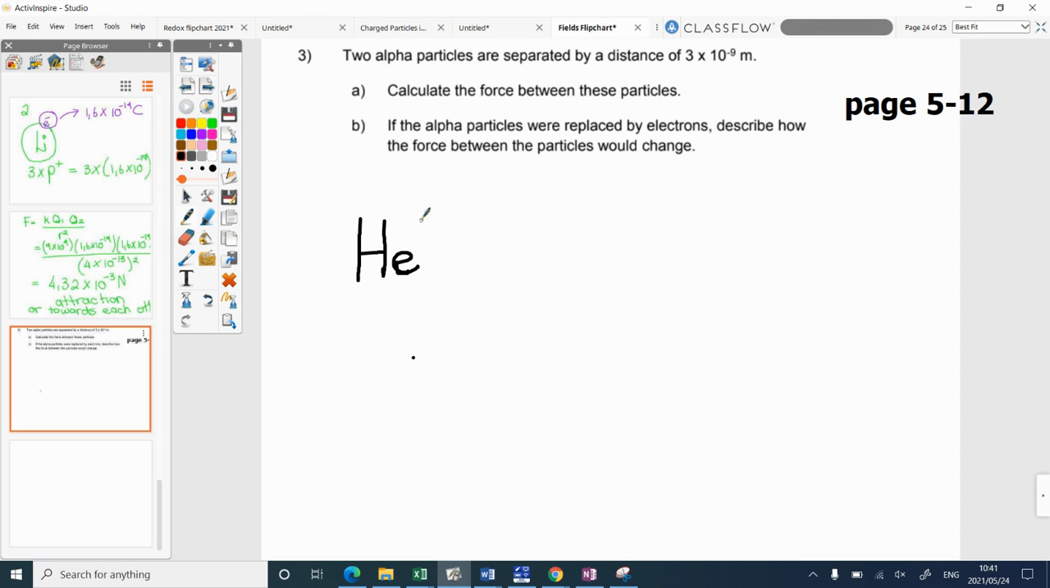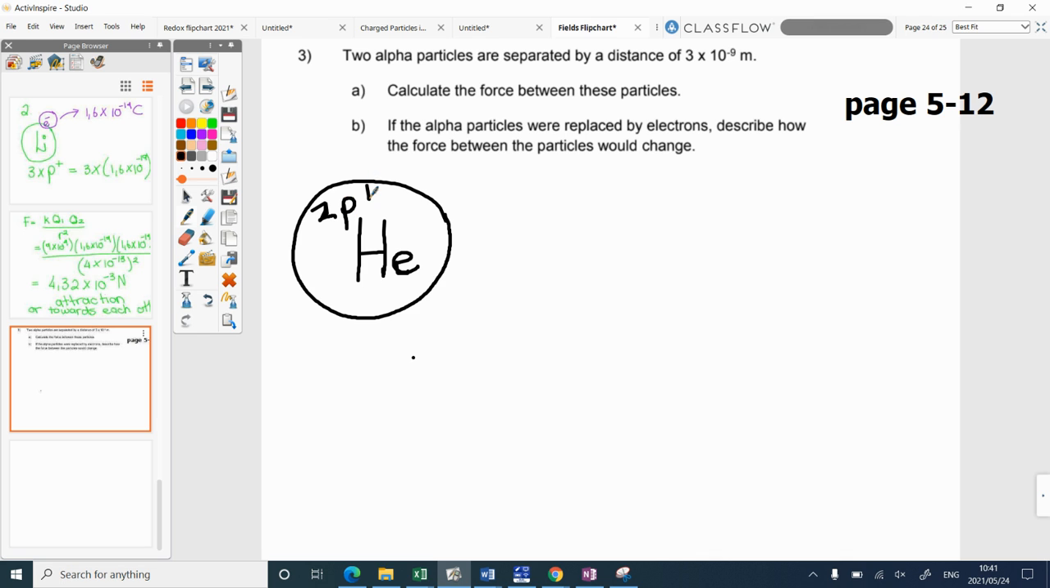Or what is in a helium nucleus? Only protons and neutrons. What of those have a charge? Only the protons. And if you look at helium in the periodic table, just here behind my board, helium is in group 8, the first one, so it's got 2 protons.